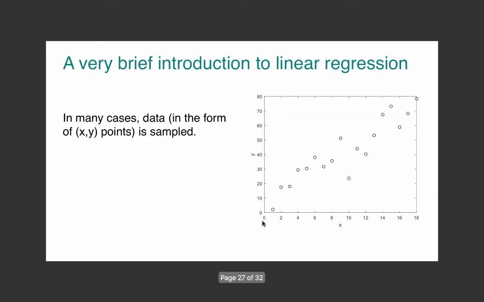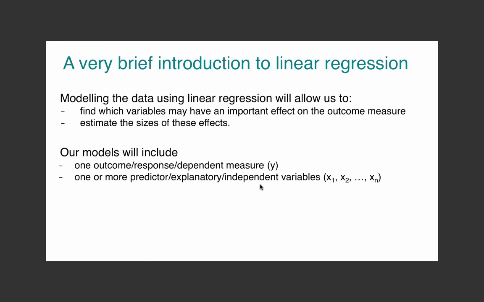Okay, linear regression. In many cases, you have some data, and you might think there's some sort of trend in the data, and you might be able to add this trend line. So modeling the data using linear regression will allow us to find which variables may have an important effect on the outcome measure and estimate the sizes of these effects.